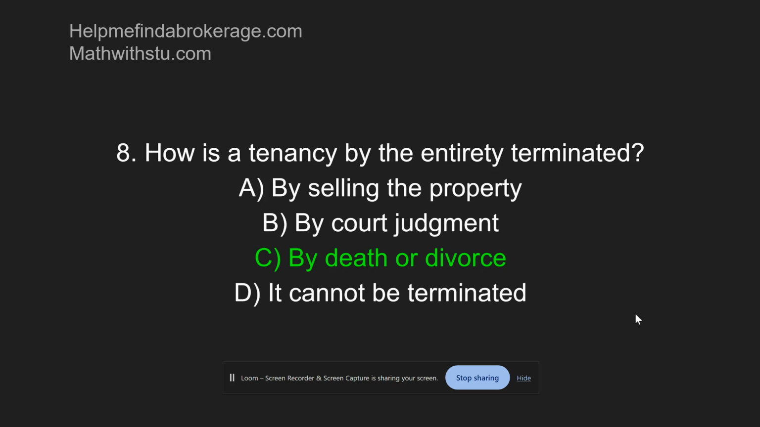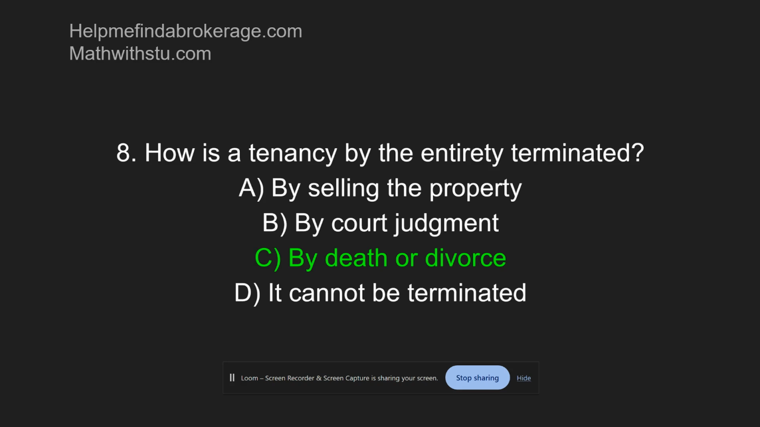It's by death or divorce. Yeah, so if you don't know this or this isn't something that you've seen in your state, don't sweat it, because you might not have tenancy by the entirety as an option for you in your state. So tenancy by the entirety is basically joint tenancy for married couples.